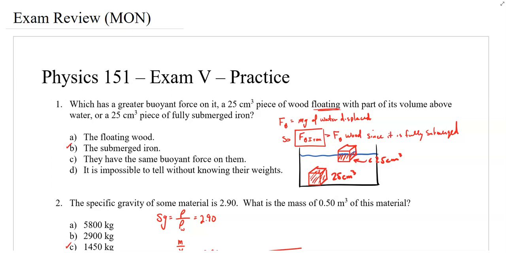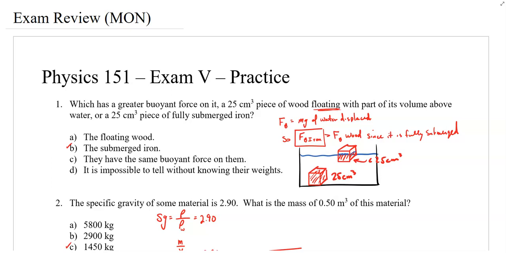Okay, in this video I'm going to walk through the exam review, or the practice exam, for physics exam number 5. If you recall, exam number 5 actually covers several chapters from our textbook, and in this review specifically we're going to cover chapters 11 through 14. So here we go, let's take a look.